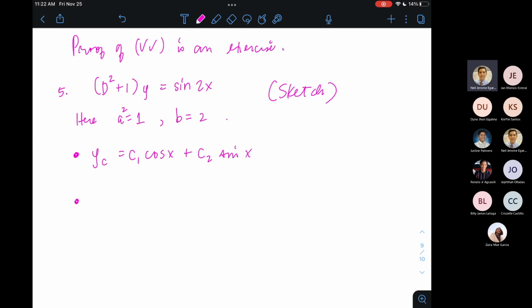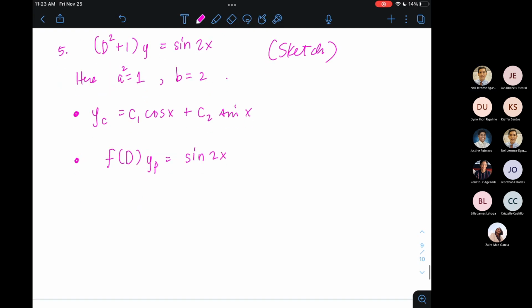Now to find a particular solution, we want meron kang f of d applied to y sub p equal kay sine 2x. To get rid of f of d here and have y sub p isolated, I'll apply f inverse of d to both sides. Ganito yung mangyayari. Pero may theorem na tayo kanina na kapag ka si f ay d squared plus a squared, tapos ang a squared ay hindi equal kay b squared, our a squared here is 1, our b is 2. So therefore, f inverse of sine 2x is simply sine 2x all over a squared minus b squared.